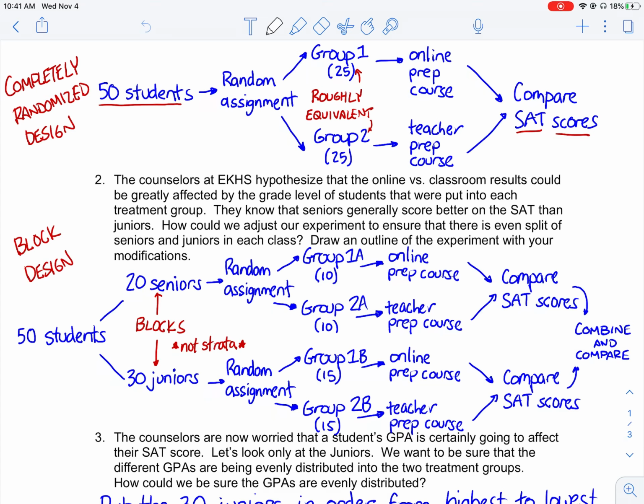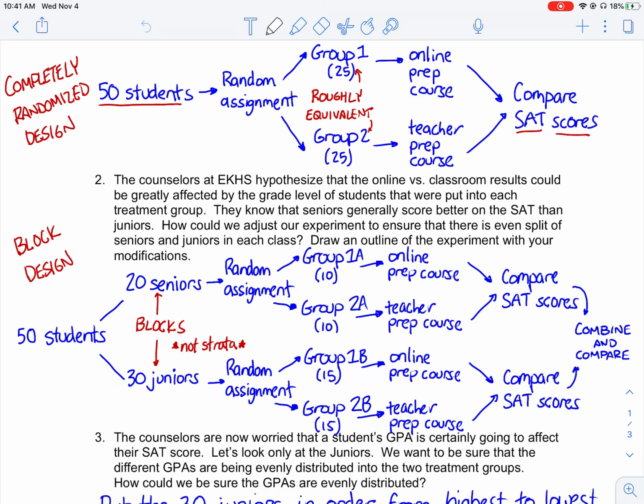We put the 30 juniors, remember, we're just focusing on 30 juniors here, in order from highest to lowest GPA. So we have 4.0 kids, 3.9, 3.8, and so on. Imagine that we're listing them from highest to lowest. Of course, the first two kids on the list are the two with the highest GPA. Take the two students with the highest GPA and pair them.